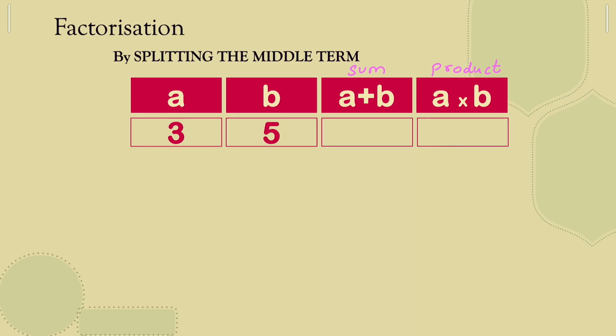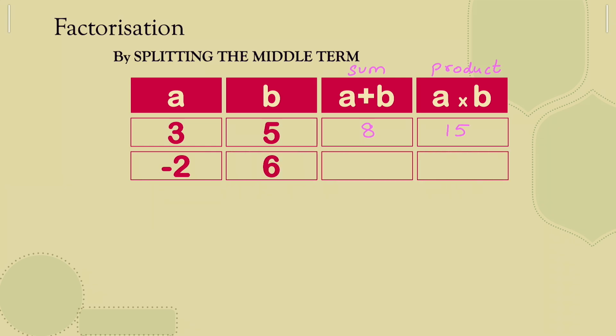So I'll give you some examples. If A and B are 3 and 5, what will be the sum? What will be the product? One more example. If A and B are negative 2 and 6, what will be the sum? Positive 4. Sum is positive 4. Product is negative 12.